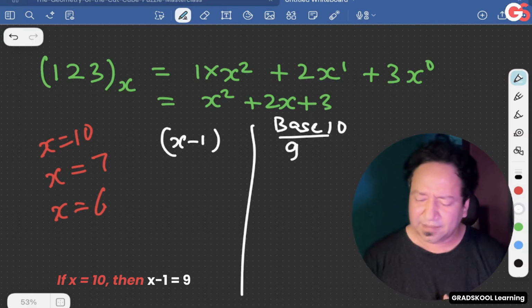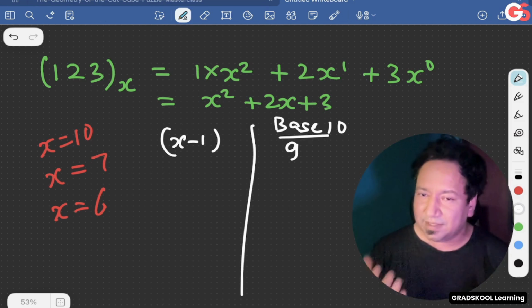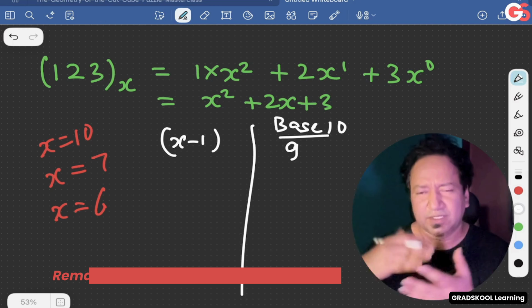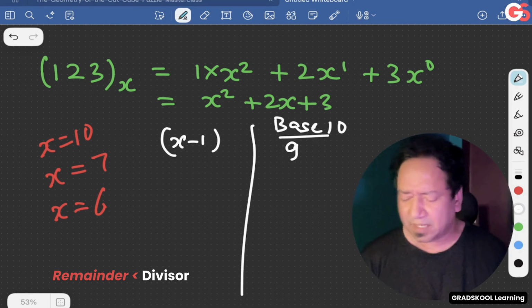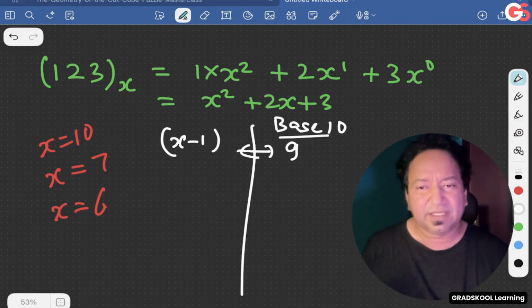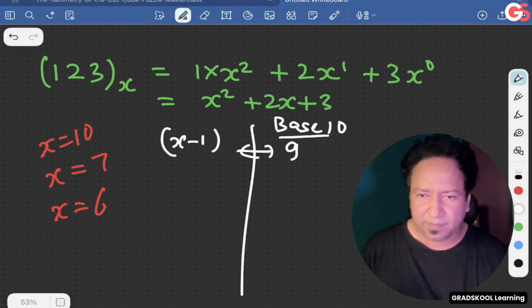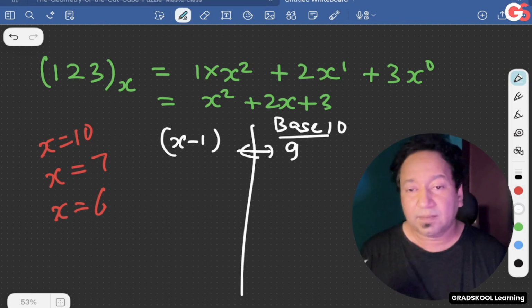So can I say that if I have to divide a decimal number by 9, I just add the digits. And I will see whether the sum is more than 9 or not. We'll do all that stuff later on. The very same 9, I can relate with x minus 1. So in base 10, x minus 1 becomes 9. When it's base 7, x minus 1 will become 6.